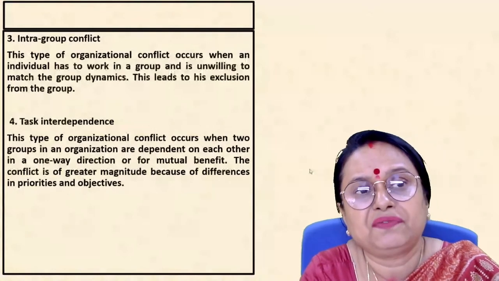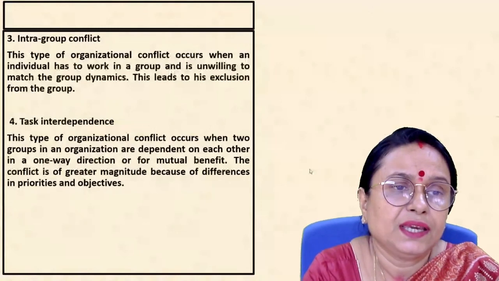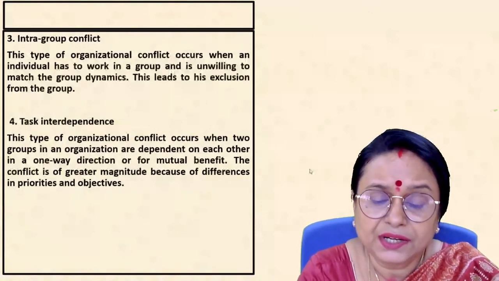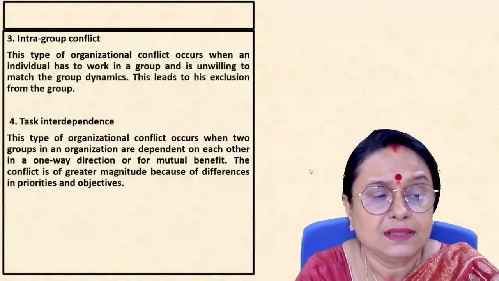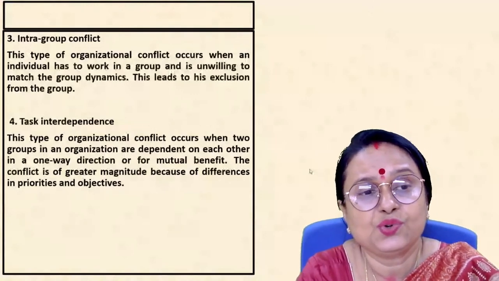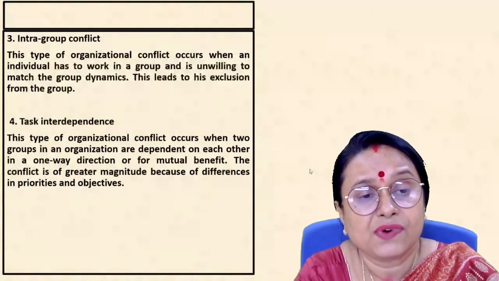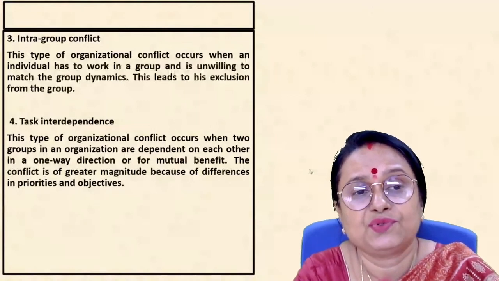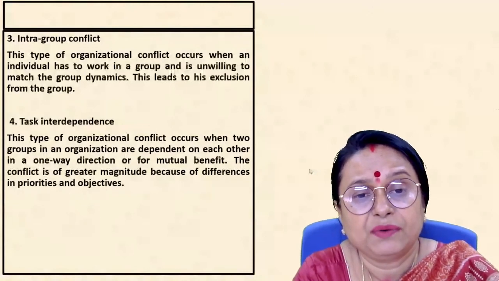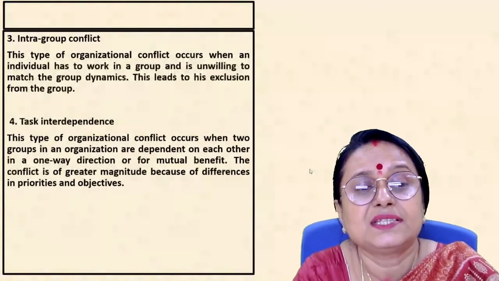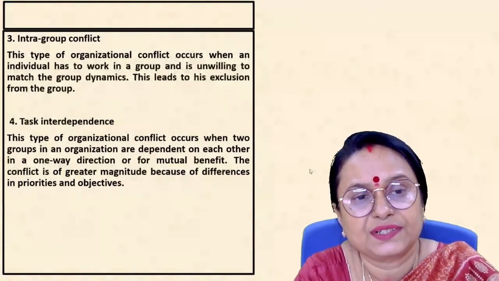Again, intergroup conflict is also there. Task interdependence. If employees are having interdependence for doing the task, this type of conflict occurs when two groups in an organization are dependent on each other in one direction or for mutual benefit. The conflict is of greater magnitude because of differences in priorities and objectives. So, group conflict, intergroup conflict.